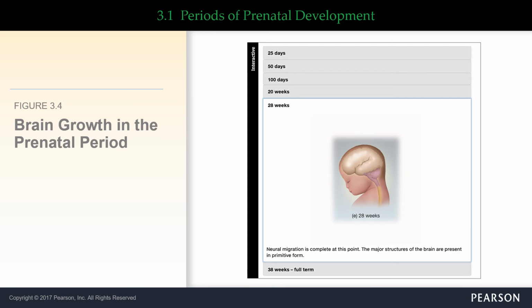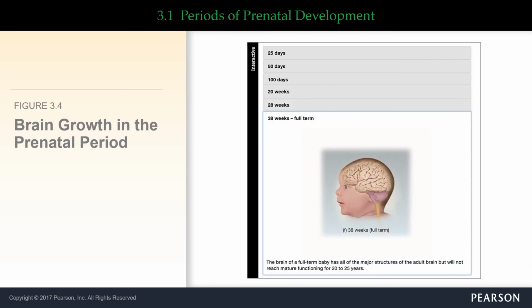At 28 weeks, the migration is complete at this point, and the major structures of the brain are present in primitive forms. And at 38 weeks or full term, the brain of a full-term baby has all the major structures of the adult brain, but will not reach a mature functioning for 20 to 25 years.